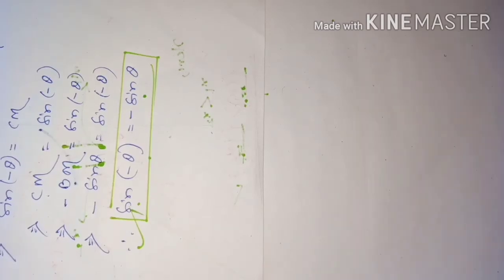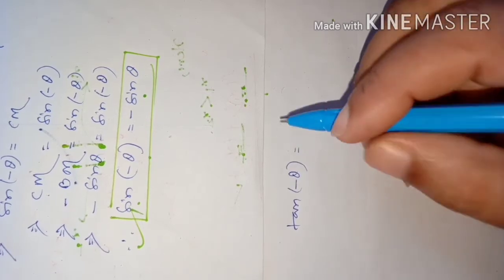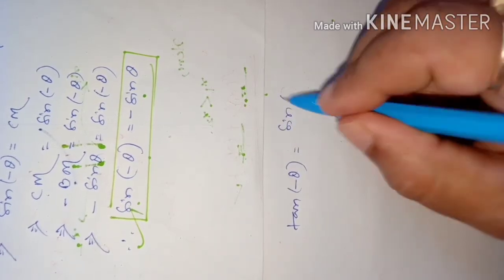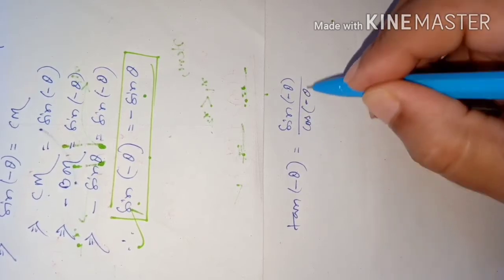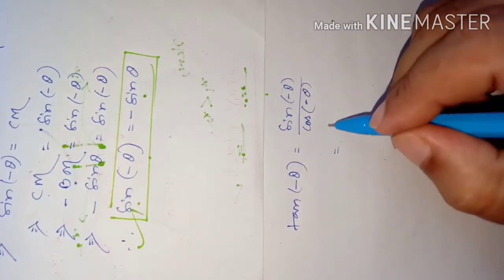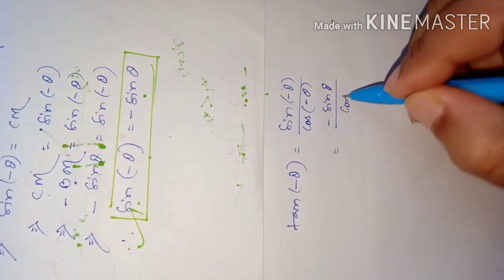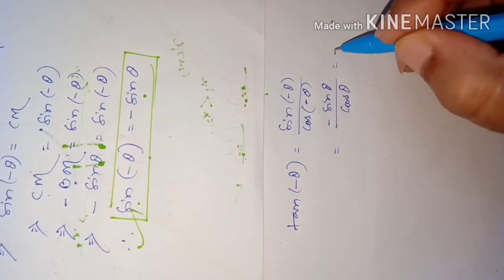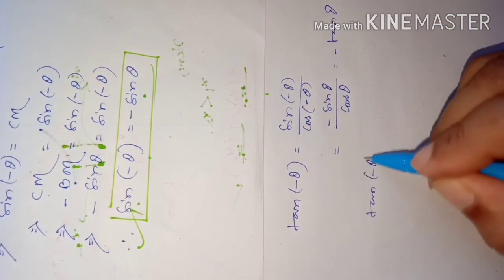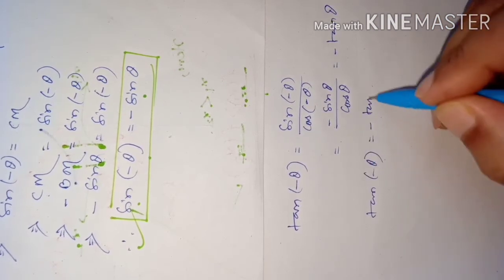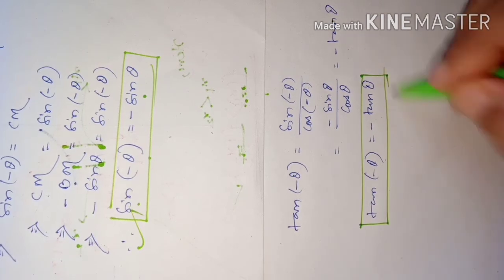Tan of minus theta. Since tan is dependent on sine and cos, we can write it as sine of minus theta by cos of minus theta. Sine of minus theta is minus sine theta, and cos of minus theta is plus cos theta. So at the end we got minus tan theta. Remember this: tan of minus theta is minus tan theta. This is one result, and the remaining results you can write by yourself.